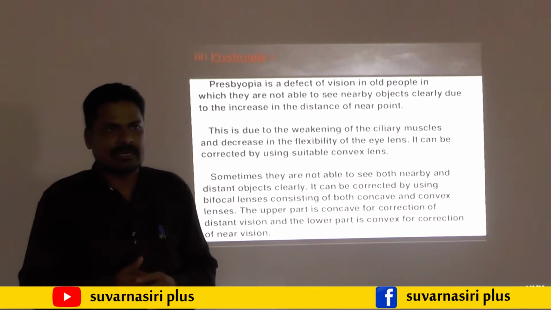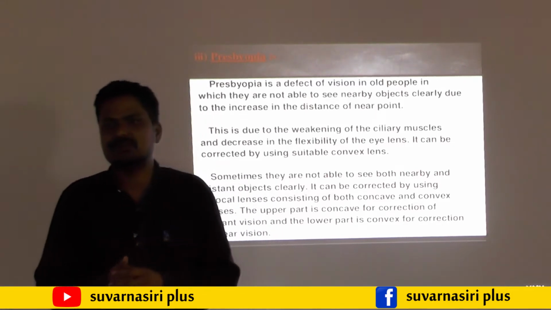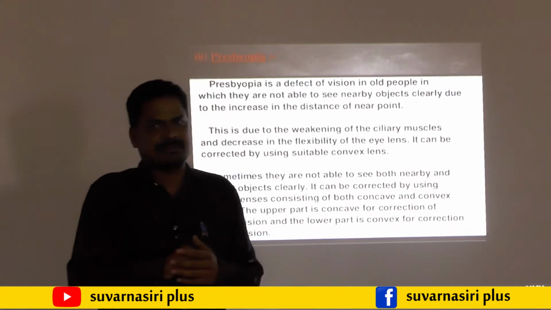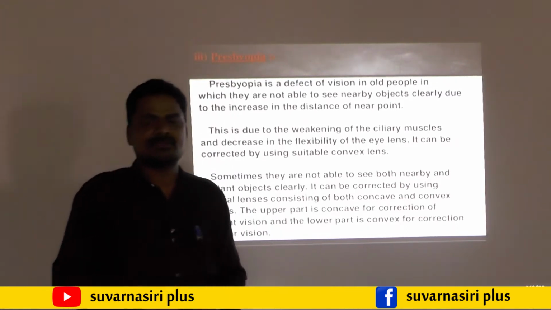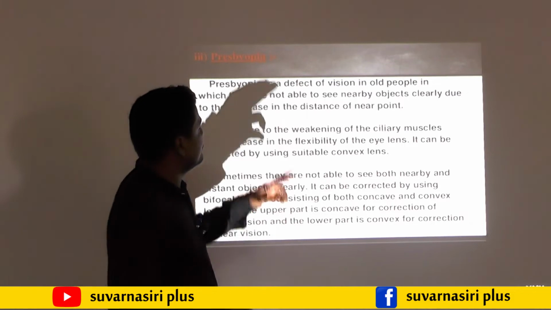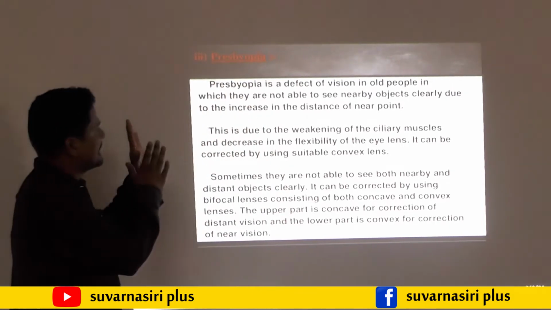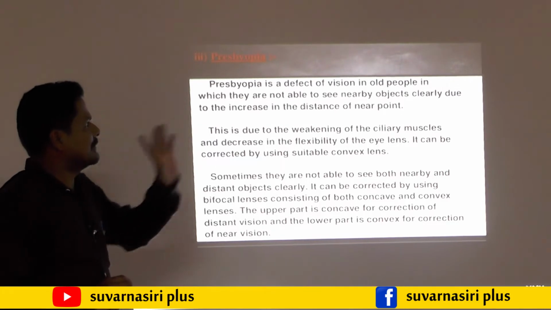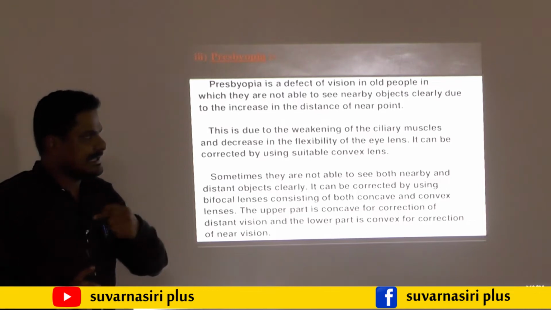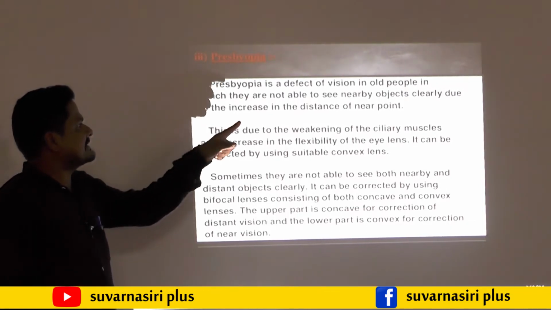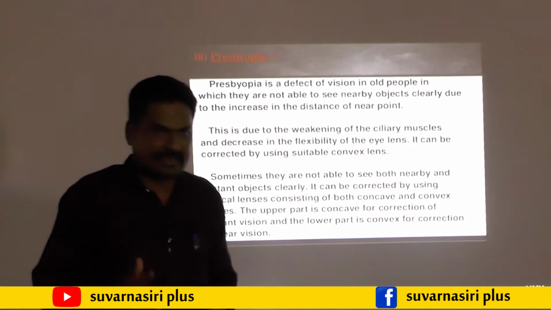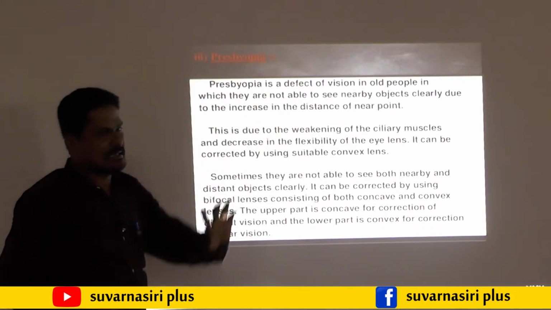To correct presbyopia we can use bifocal lenses, both concave and convex. I already told that a convex lens is used for the treatment of hypermetropia and a concave lens for the treatment of myopia. Presbyopia is a defect of vision in old people, just remember, in which they are not able to see nearby objects clearly due to an increase in the distance of the near point.